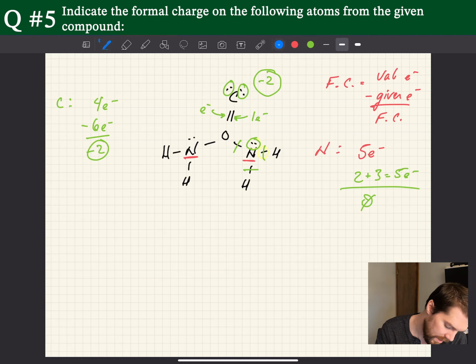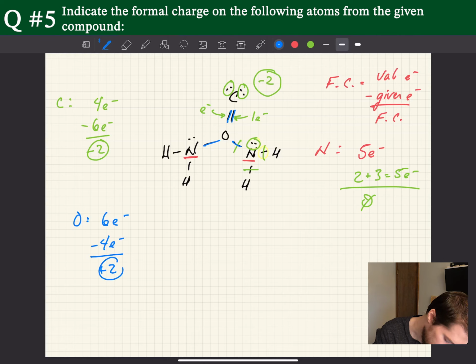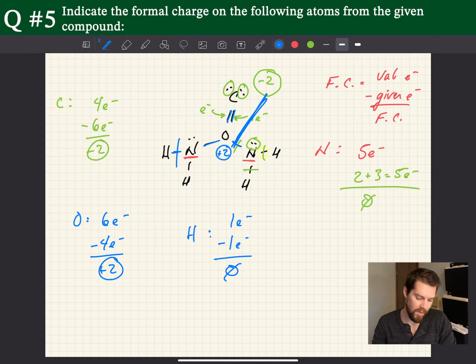Let's go ahead and do our oxygen now. Oxygen, it's in group 6, comes to the table with 6 electrons. I gave it 1, 2, 3, 4 bonds. So we chop those bonds in half and it gets 1 electron from each bond. So that's 4 electrons. That is a +2 formal charge. So again, look at the crazy charge separation between these here. And then hydrogen, finally, it's got 1 bond. It comes to the table with 1 electron. It gets half of that bond, so minus 1 electron equals 0. Hydrogen appears to be happy.